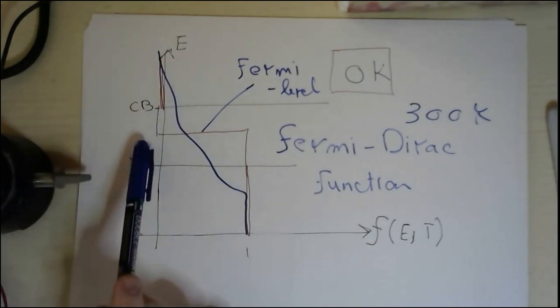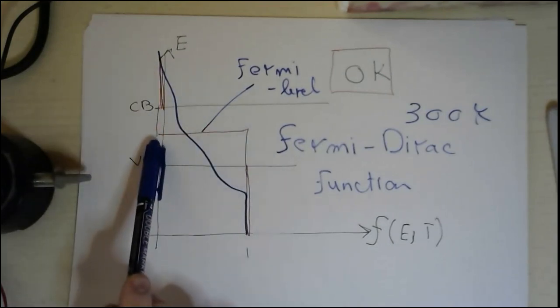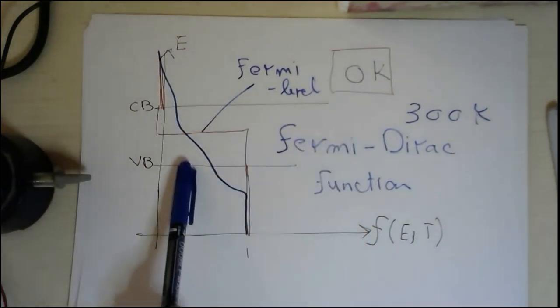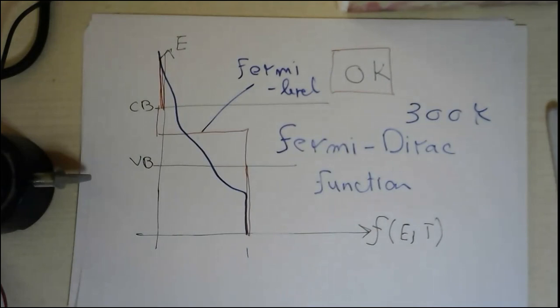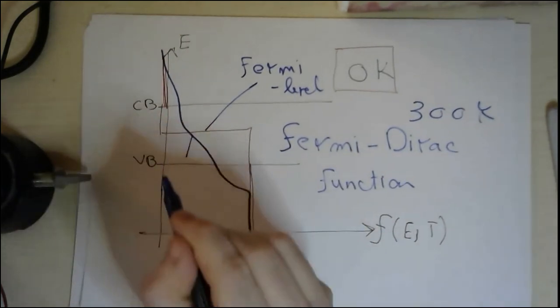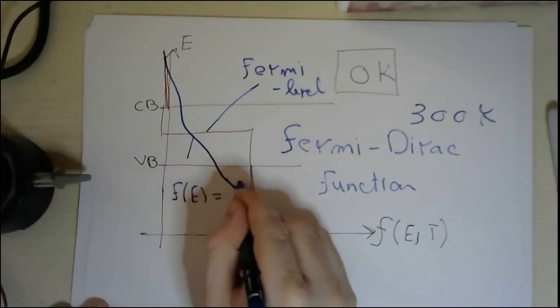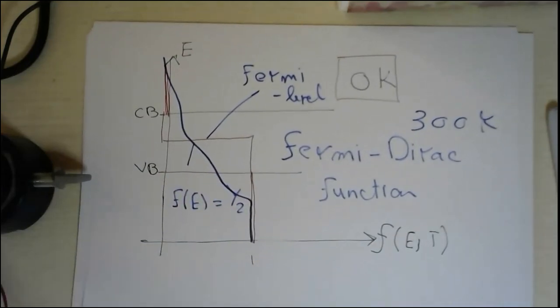This level is the level at which the function will turn from 0 to 1 at 0 Kelvin. And of course here, if you examine this point, you will find that at any temperature, the f of E here at the Fermi level will equal half. I mean, the probability to find an electron is equal to half.